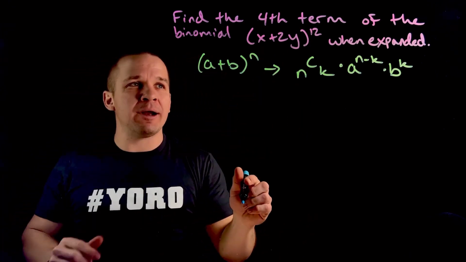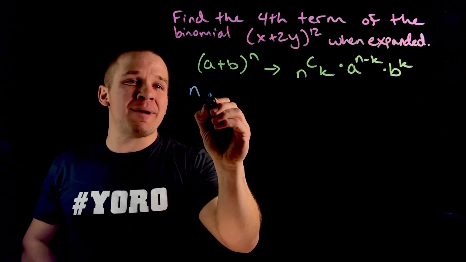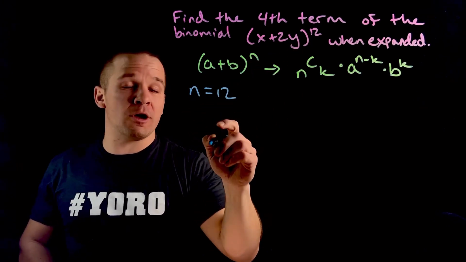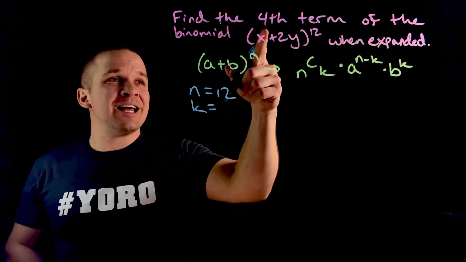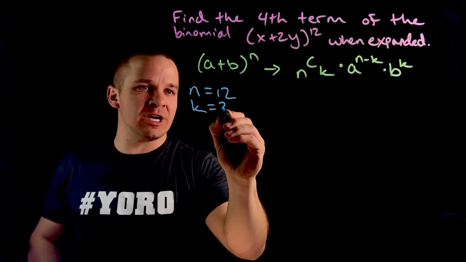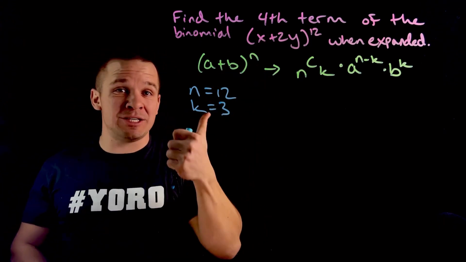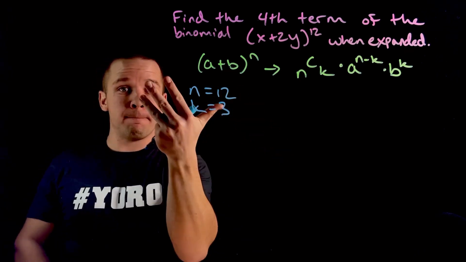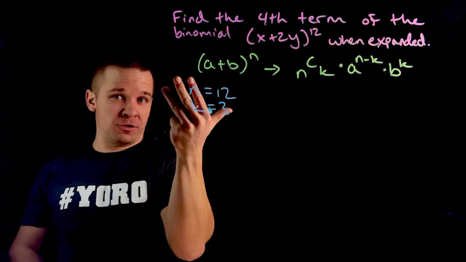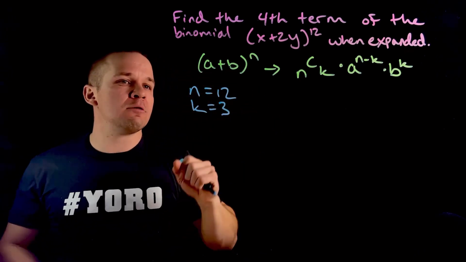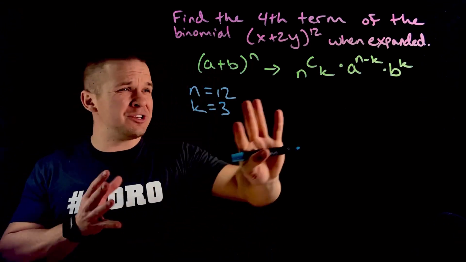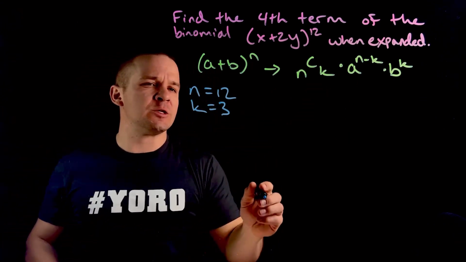I'm going to write my n value. My n is going to be 12 here. My k value is going to be 1 less than 4, which is 3. k starts at 0, 1, 2, 3. That would be 4 for my fourth term right there. Okay, so we got our values. We can just plug it in.